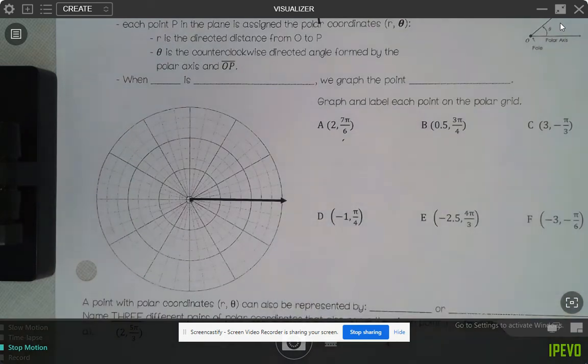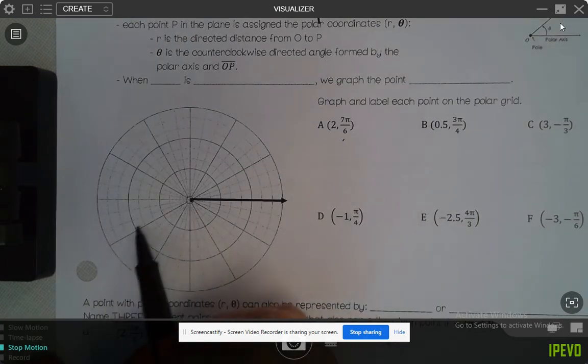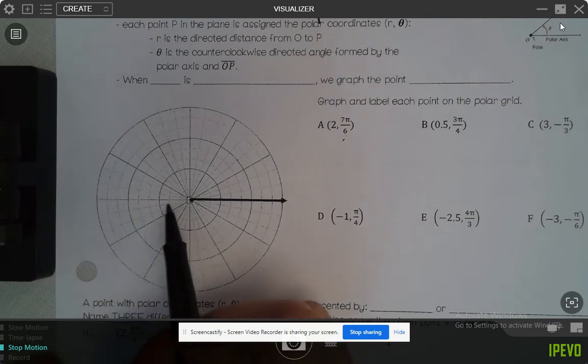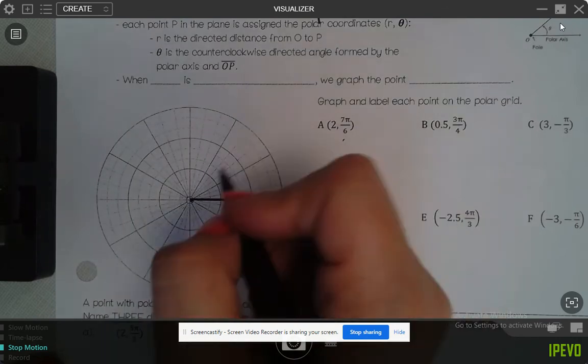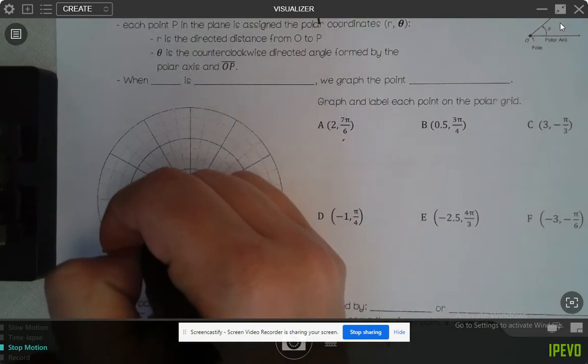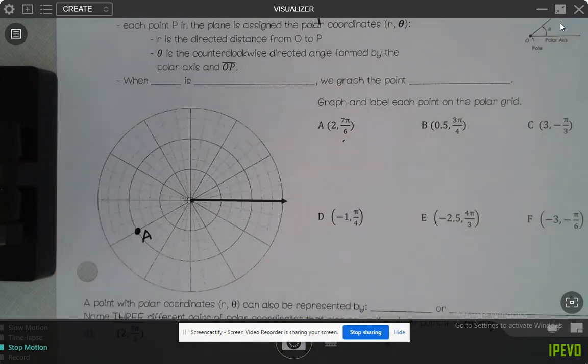So 7 pi over 6 is in what quadrant? The third, right? Because it's one bigger. So if it's in the third quadrant, 7 pi over 6 is on this line, because that's your pi over 6 in the third quadrant. So that point is going to be right there: (2, 7 pi over 6).